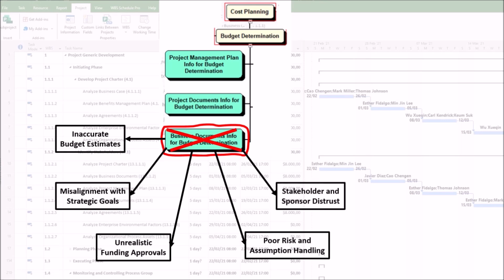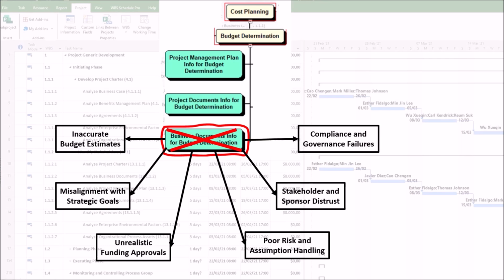5. Stakeholder and sponsor distrust. If business documents are poorly analyzed, executives may reject budget requests or micromanage finances. This can result in loss of credibility for project management, leading to stricter controls and slower approvals. For example, a vague business case erodes trust, causing sponsors to withhold contingency funds.